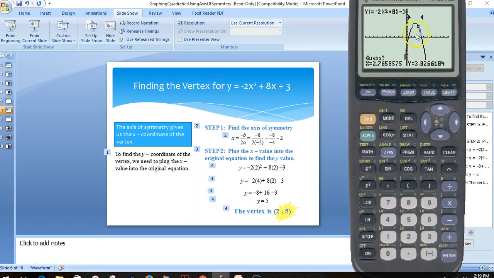It doesn't have to be a very good guess. It just has to be in between the two bounds. And when you hit enter, it will eventually find it. x is 2, right? 1.999999 is 2. And y is 5. And there we go. So it's not too bad.